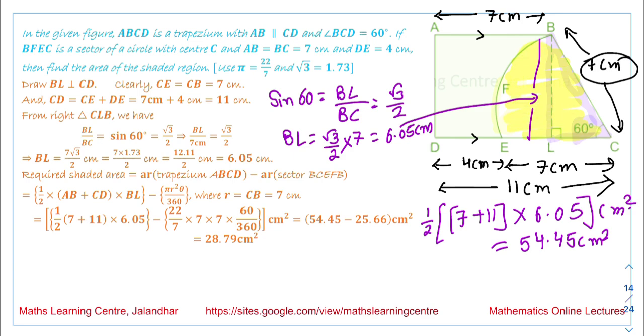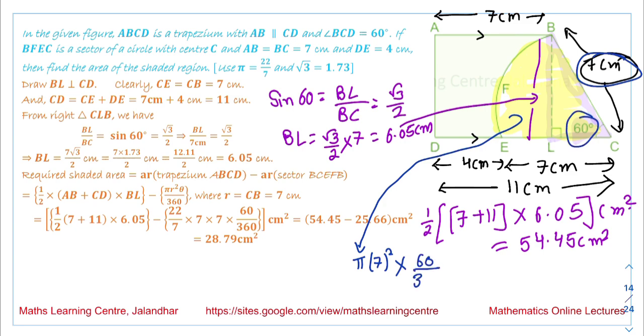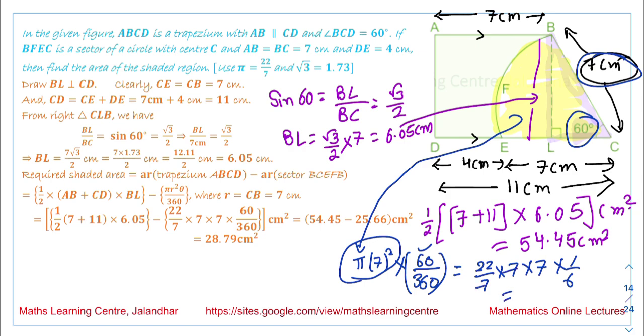Next we are talking about this portion. We have to subtract this portion from the area of the trapezium. The area of this portion will be, this is the sector, so the area of this circle, the radius is 7 centimeter. So it is pi into 7 square, and the angle we have is 60 degrees, so it is 60 over 360. This is the area of the circle, and this is the part of the circle we are using. On solving this, we write it as 22 by 7 into 7 into 7 into 1 by 6. When you multiply these values, you will get the answer as 25.66 centimeter square.